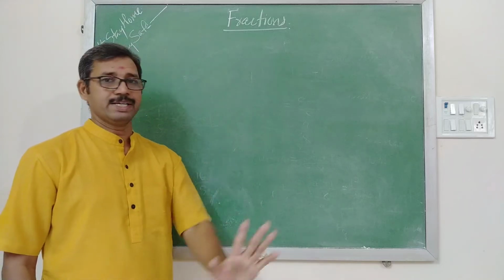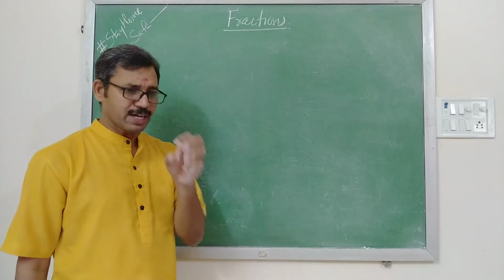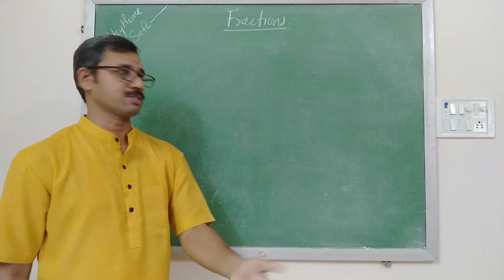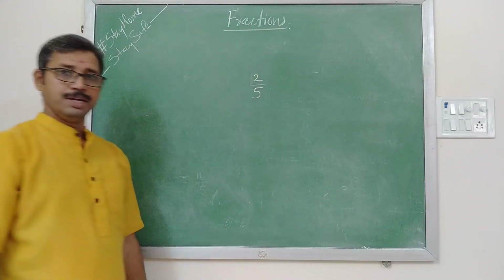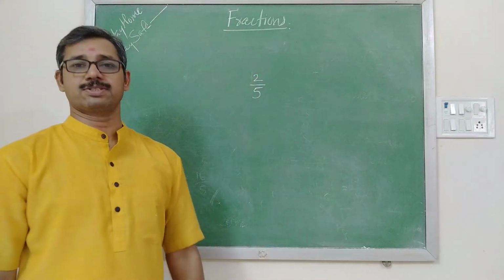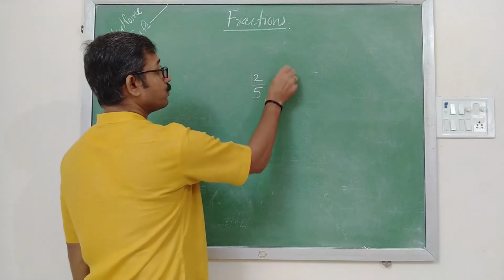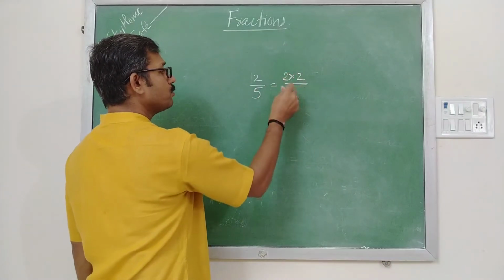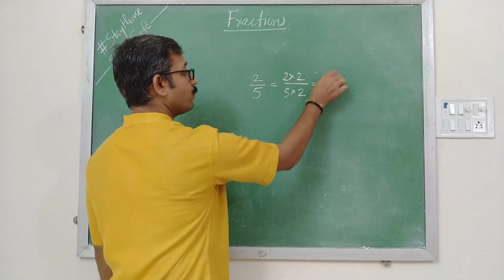Here you have to understand equivalent fractions. Every fraction has equivalent fractions. For example, 2 upon 5. Now 2 upon 5 has an infinite number of equivalent fractions. How? This can be converted by multiplying. I am going to multiply by 2 on both the numerator and the denominator, so it will become 4 upon 10.